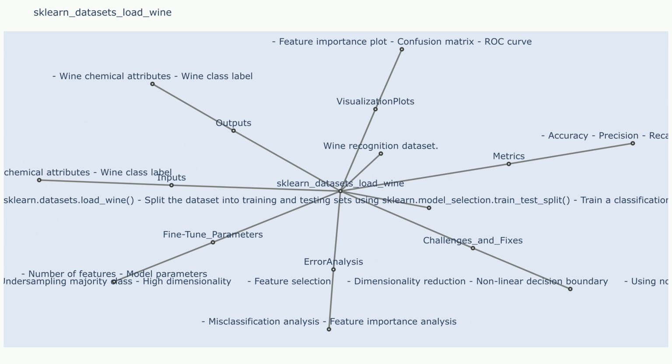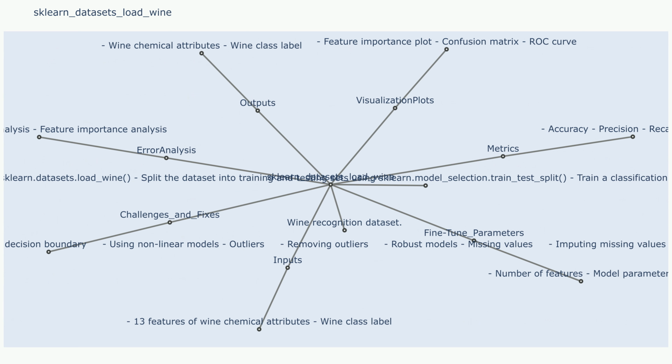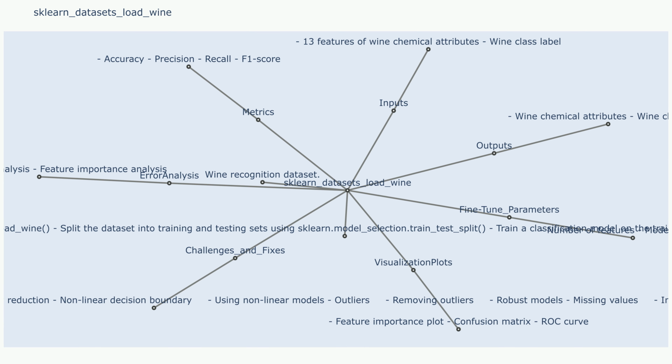Visualization plots. Scatter plots visualize the relationship between different features in the dataset. Histograms examine the distribution of individual features. Pair plots create a matrix of scatter plots to visualize the relationships between all pairs of features. Principal component analysis (PCA) plots reduce the dimensionality of the data and visualize the separation between the classes in a lower dimensional space.